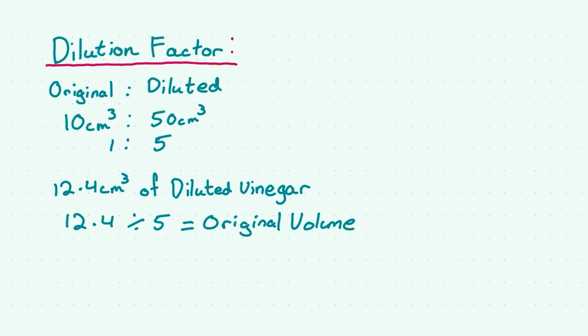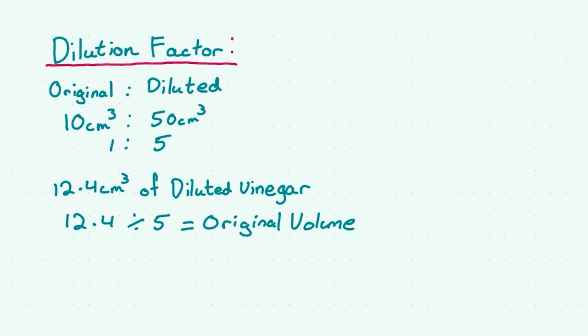But in our case, we don't have 50 centimeters cubed, we have 12.4 centimeters cubed of diluted vinegar. So we know that something multiplied by 5 would give us our 12.4 centimeters cubed. So the 12.4 is the 5 parts, and we need to find the 1 part of original vinegar that's in that diluted solution. So I hope that makes sense to you. In order to work out the amount of original vinegar in the 12.4 centimeters cubed, we simply just divide by 5.